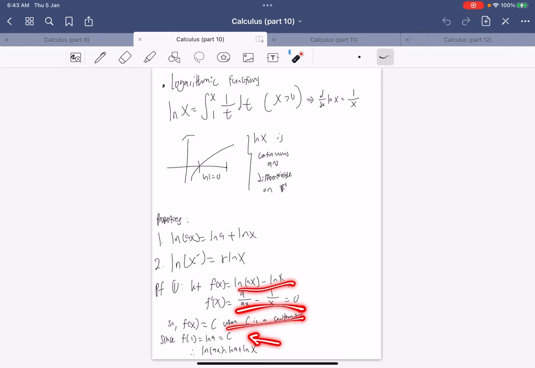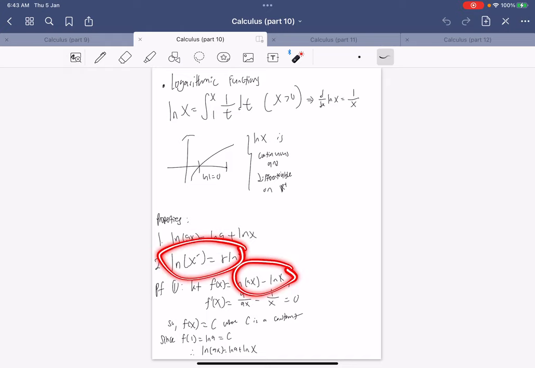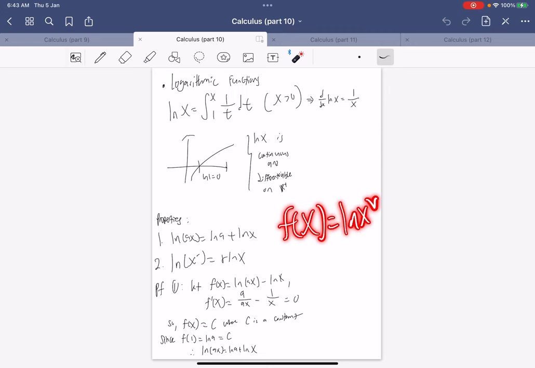You evaluate the constant at 1 because it's easier to evaluate, and you show that ln ax equals ln a plus ln x. And a similar idea is to prove this by taking the function ln x^r minus r ln x and show that it's 0. So it's very simple.